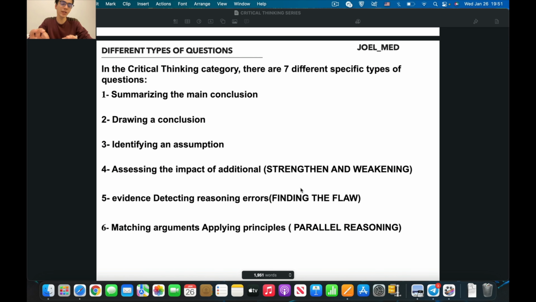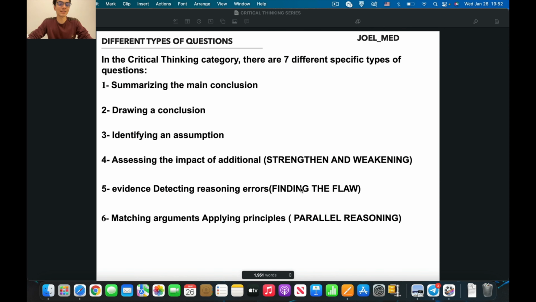In the next slide, I introduced you to the different types of questions. As I wrote here, in the critical thinking category, there are 7 different specific types of questions. The first type is summarizing the main conclusion, which I will go through in the next video, and then drawing conclusion, which I will go through step by step. After summarizing the main conclusion, I will go to drawing conclusion and then identifying an assumption.